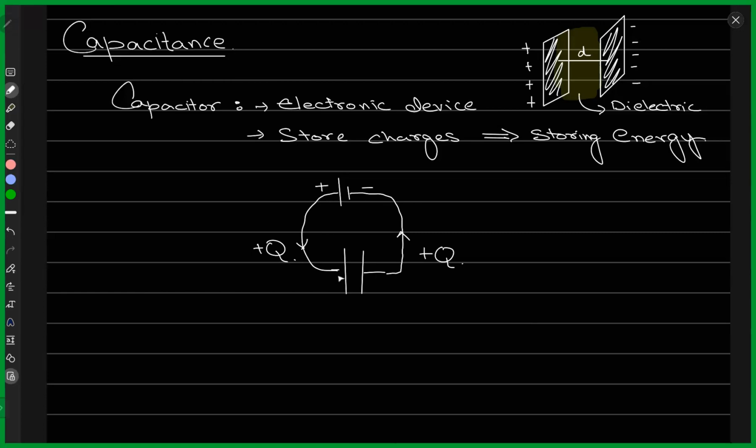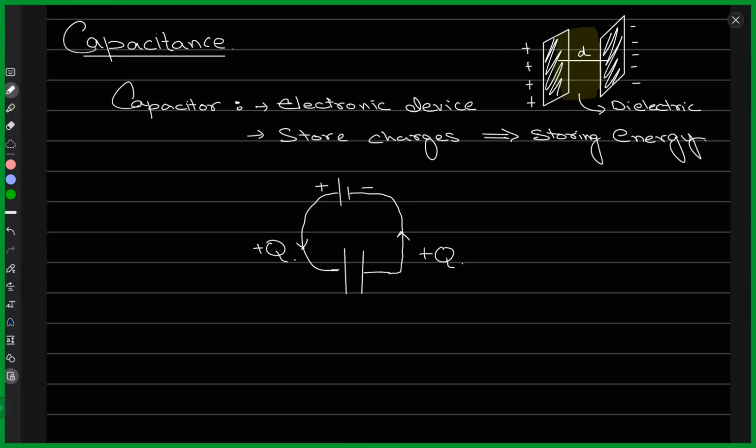What I'm trying to say is, if you look at what is happening in this diagram, a plus Q is leaving this plate of the capacitor, and the other plate of the capacitor is gaining an equal amount of charge, right?